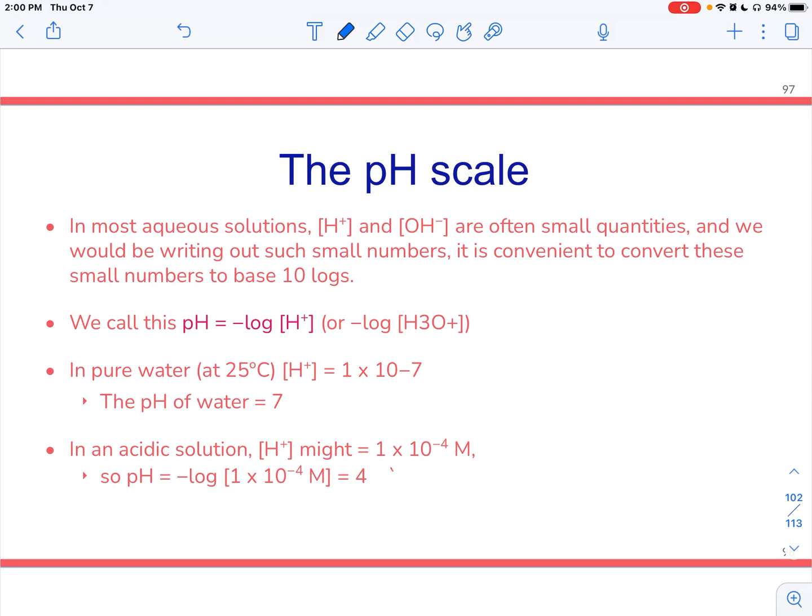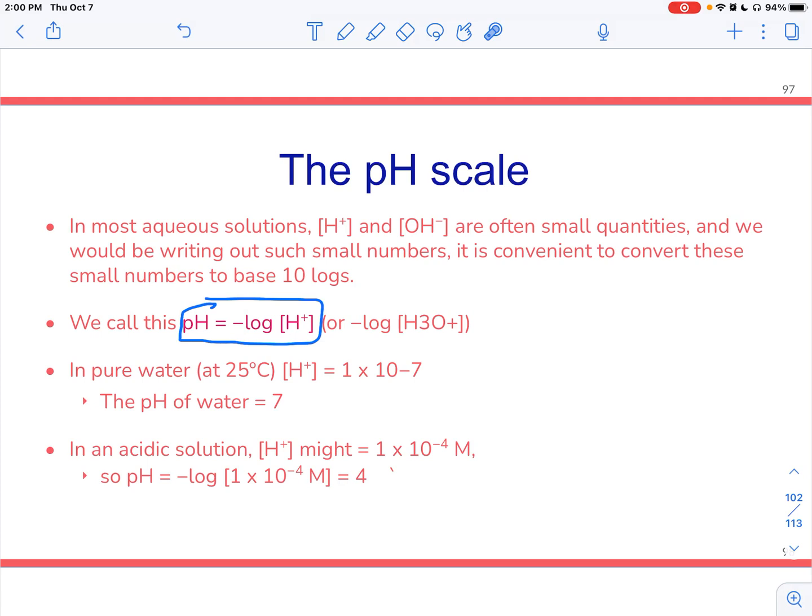So the pH formula that we will certainly be using is right here. When you have your H plus concentration, you take the negative log of it and you get your pH. So for example, in pure water, H plus, we just said, is 1 times 10 to the negative 7. If we take the negative log of this, we get a pH of 7. And that's something that everyone is familiar with. Water has a pH of 7.